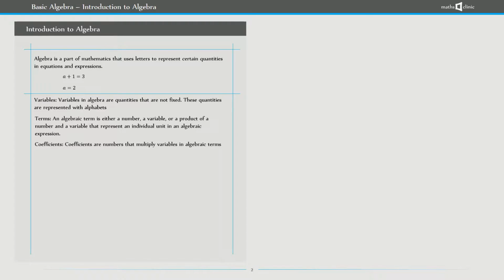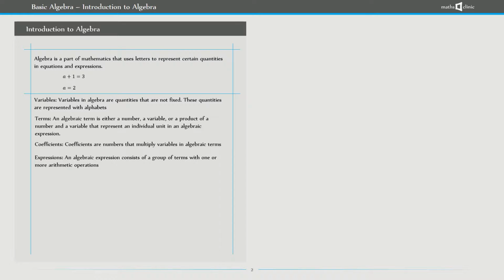Now, the next thing we want to learn about are coefficients. Coefficients are numbers that multiply variables in algebraic terms. For example, I could have an algebraic term 5x, and in this case, 5 is multiplying x. The coefficient of x in 5x is 5. It's that simple. You can have an algebraic term 12y squared, and basically you have 12 multiplying y squared, so in that case the coefficient of y squared is 12. So it's simply the number multiplying the variable in the algebraic term.